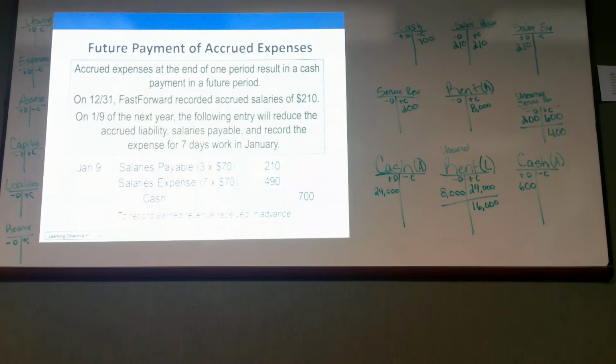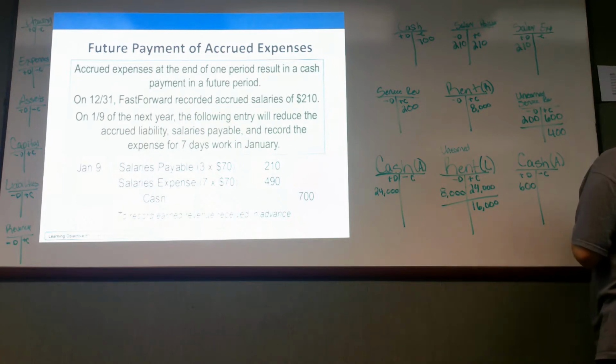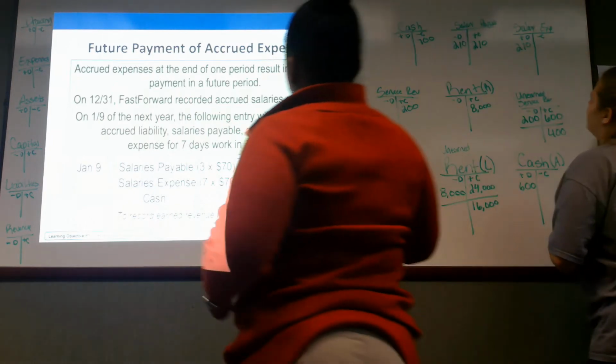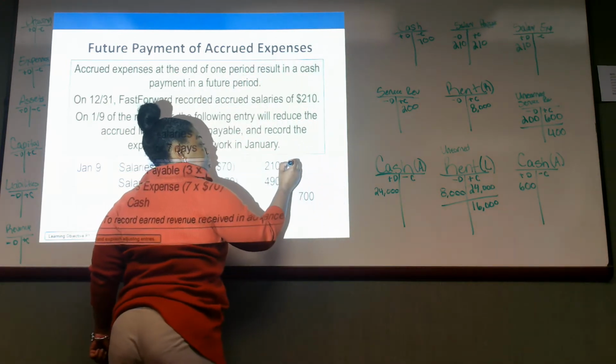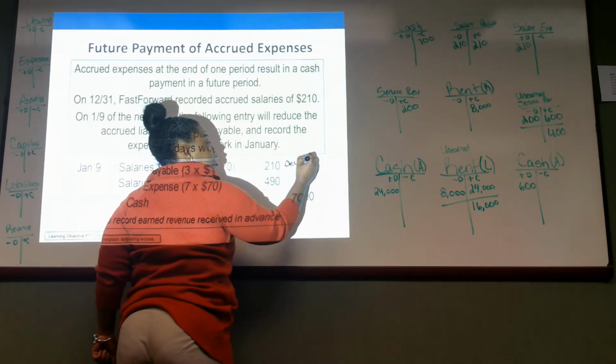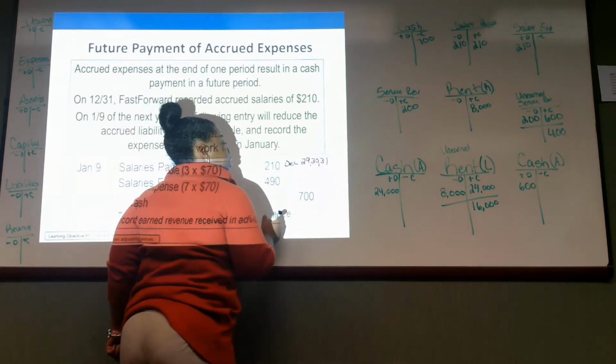What's the dollar amount that I'm going to put there? 700? Why would I put 700? You want 490. You want to pay them for the 7 days that they worked, because that 210 is already the 3 days we paid them. This 210 is for December, what was that, 29th, 30th, and 31st, right?